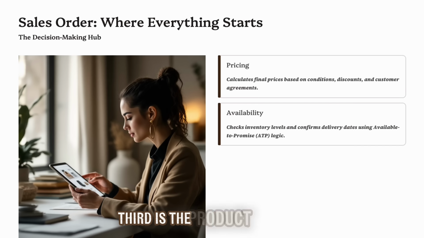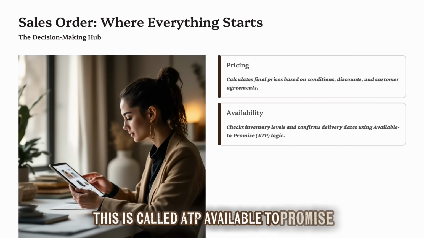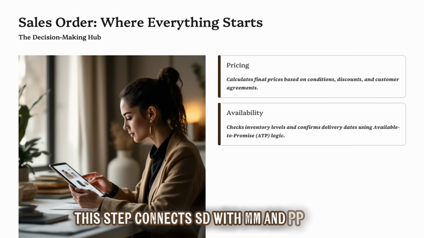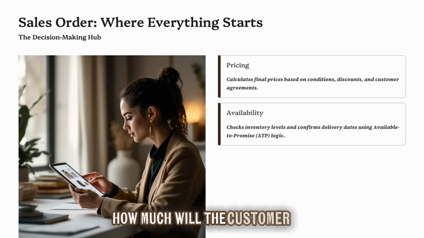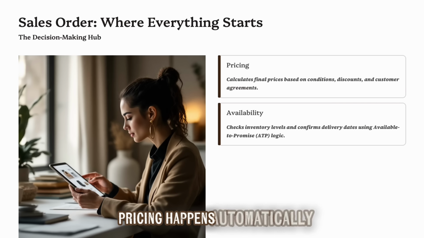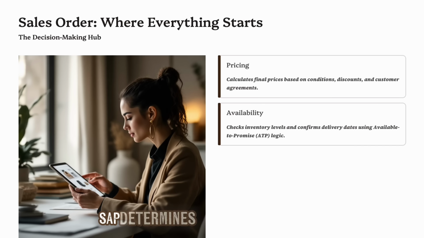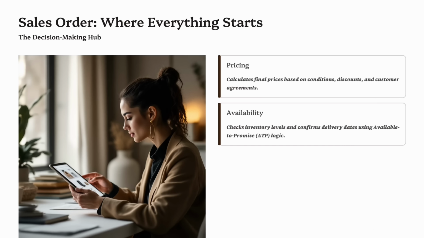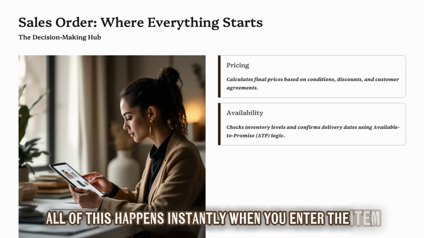Third, is the product available? SAP then checks availability. This is called ATP, available to promise. SAP asks, do we have stock? If not, when can we deliver? This step connects SD with MM and PP. Fourth, how much will the customer pay? Pricing happens automatically. SAP determines base price, discounts, taxes, freight, if applicable. All of this happens instantly when you enter the item.